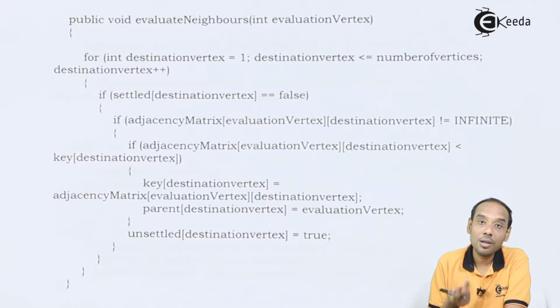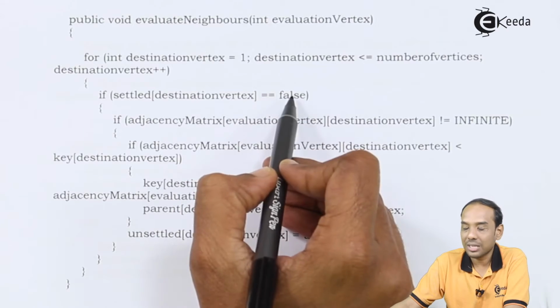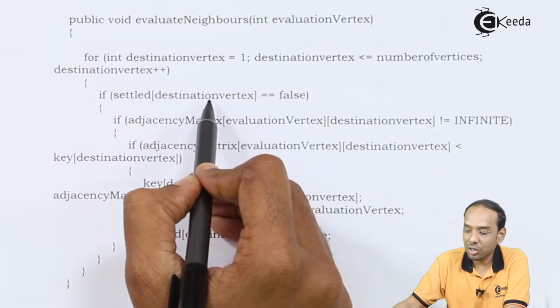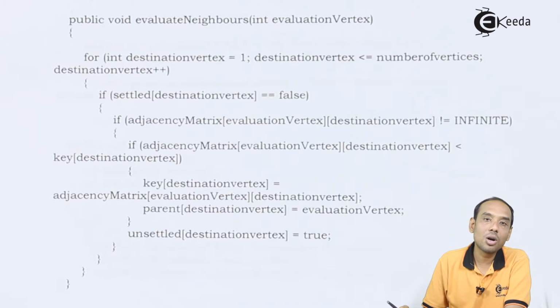Now we will calculate the condition for the settled. We have already done the condition for the unsettled in the previous function. Now we will go for the settled values. We write if settled destinationVertex is equal to false, it means we need to visit this vertex. So we write settled destinationVertex equal to false. If this comes out to be true, then only we go for the evaluation of the adjacency matrix.